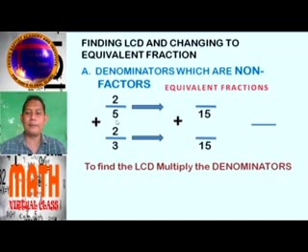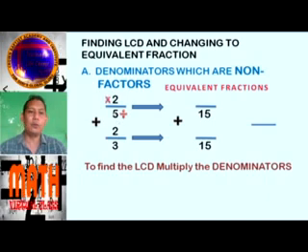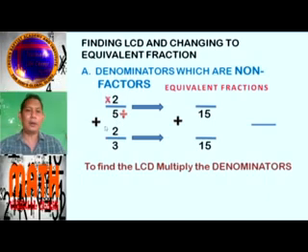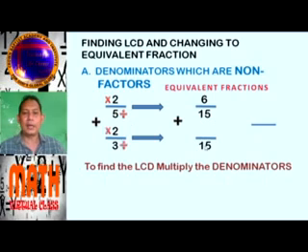Next, to change it to an equivalent fraction, the steps are: first, divide 15 by 5, then the product will be multiplied to the numerator, which is 2. So 15 divided by 5 is 3 times 2 equals 6. In the same way, 15 divided by 3 is 5 times 2 equals 10. These fractions are now called equivalent fractions, or sometimes we call them similar fractions.